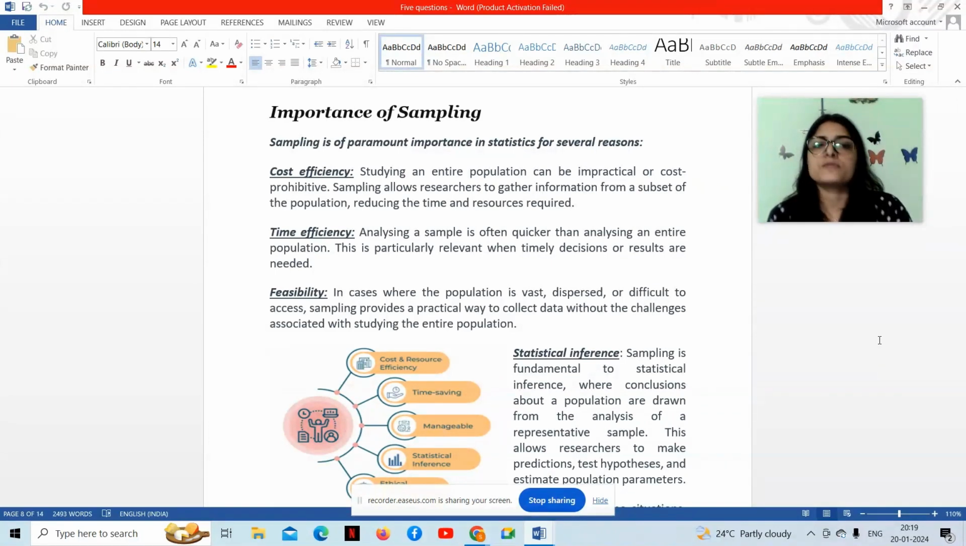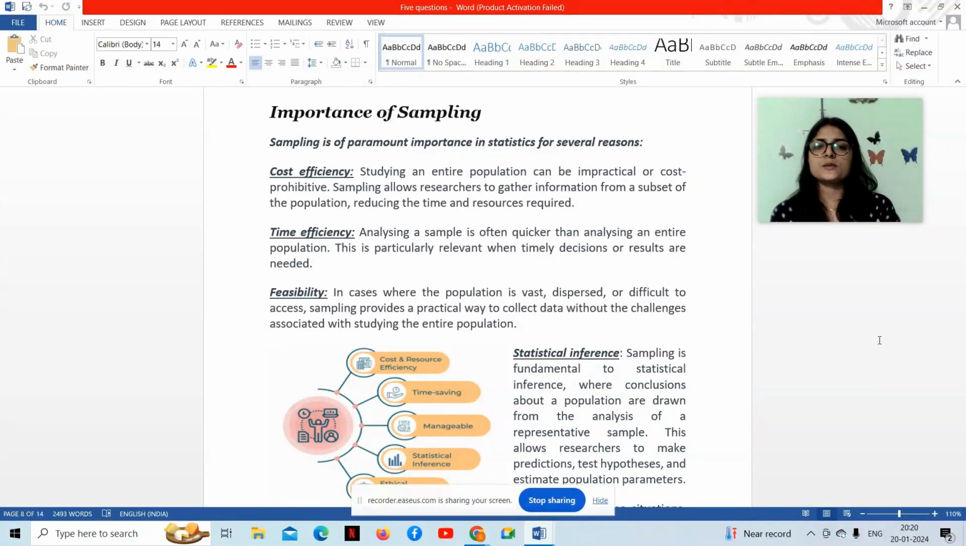First is cost efficiency. Why cost efficiency? Because studying an entire population is impractical, sometimes impossible, and it is also cost prohibitive. So sampling allows us to gather information from a subset of the population, and it reduces the time as well as the resources required. Time efficiency, because if we are taking a sample from a very large population, it also saves time.